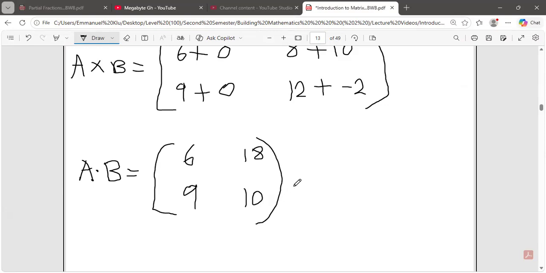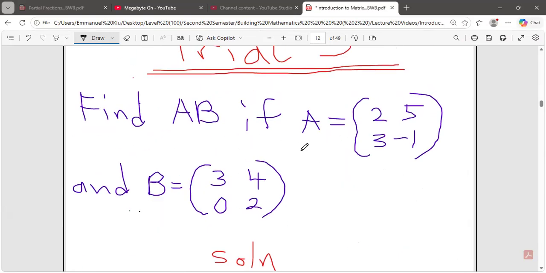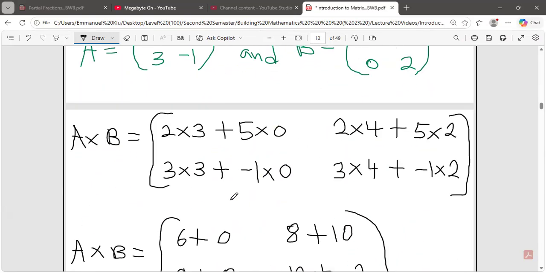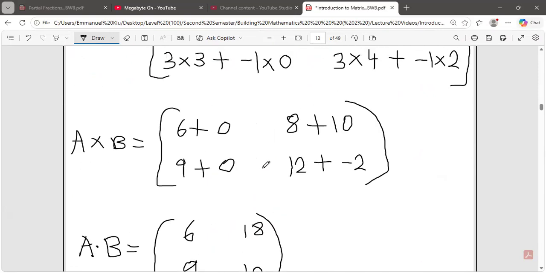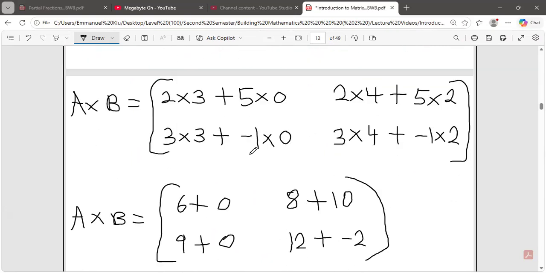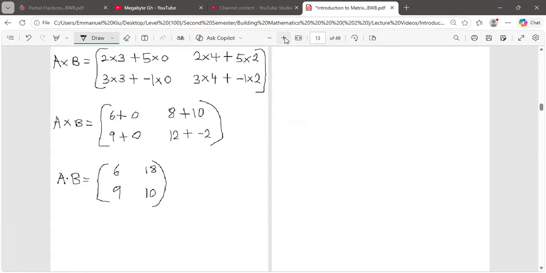And finally, we can say that the product of matrix A and then matrix B gave us 6, 18, 9, 10. Yes, 6, 18, 9, 10. Better still, let's take a different example and see how best we can make it easier.